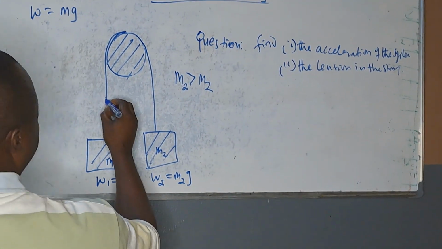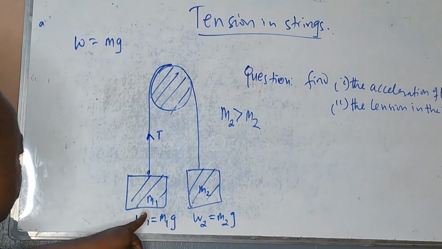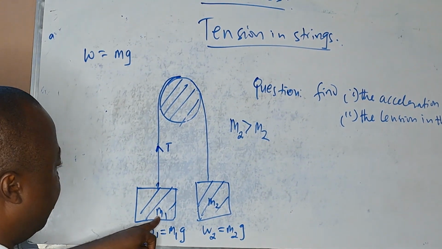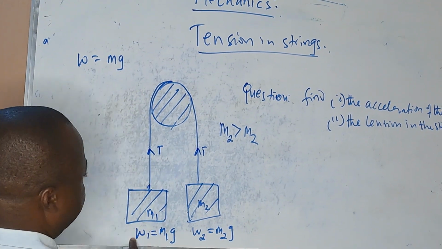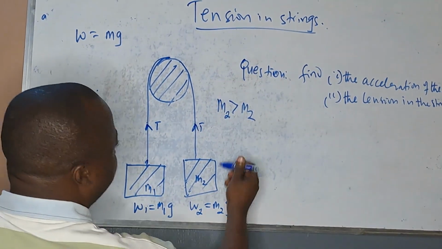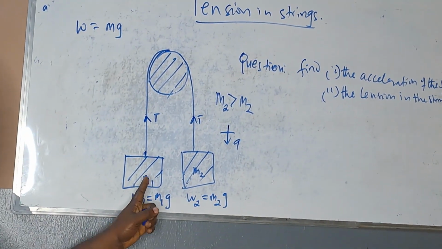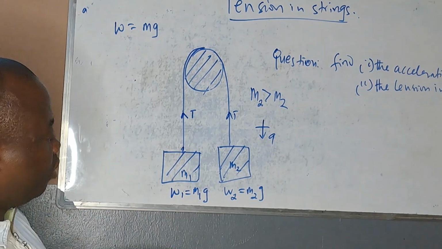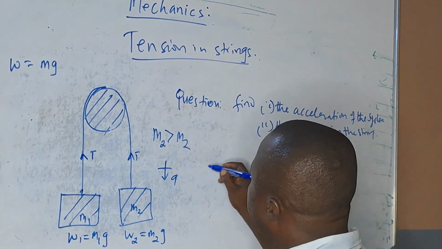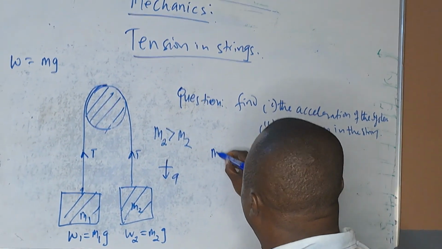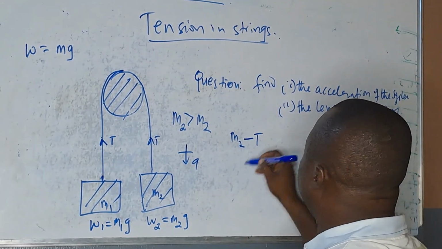Now, the tension in the string always acts in the opposite direction to the mass attached to it. So tension has to be this way. Since the motion is in this direction, because M2 is greater than M1, the system will move in the direction of M2. To solve question 1, we have M2 greater than the tension. That's the reason it moves in this direction.